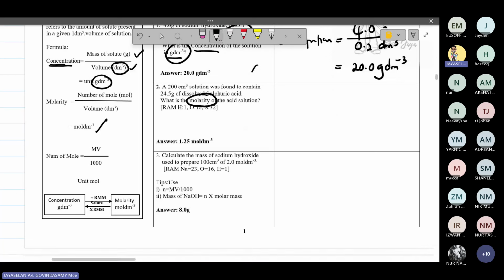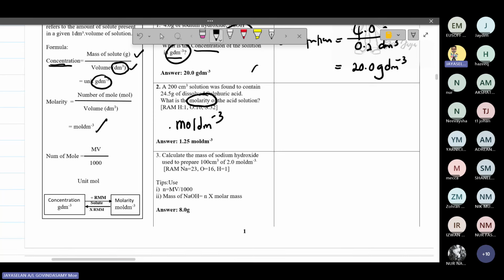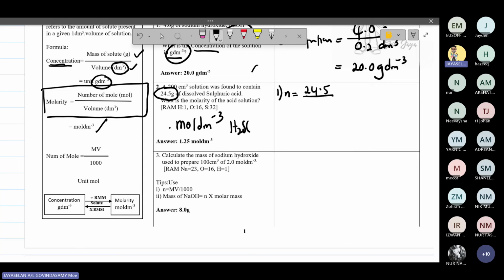Okay, now they want molarity. When they give molarity, the unit for molarity, please memorize: mole dm negative 3. Understand? So they ask what? They want you to find this formula, number of mole divided by volume. So what I do here, first step, I find the number of mole. Mass is given, 24.5 gram.